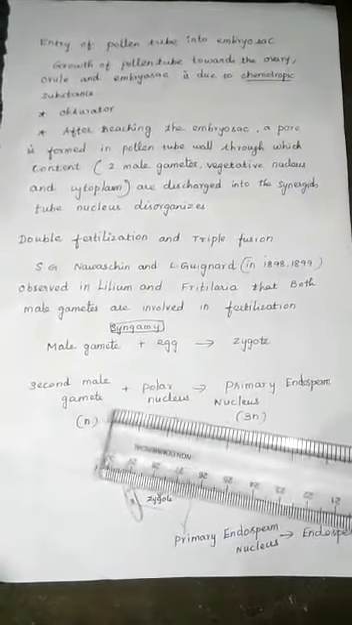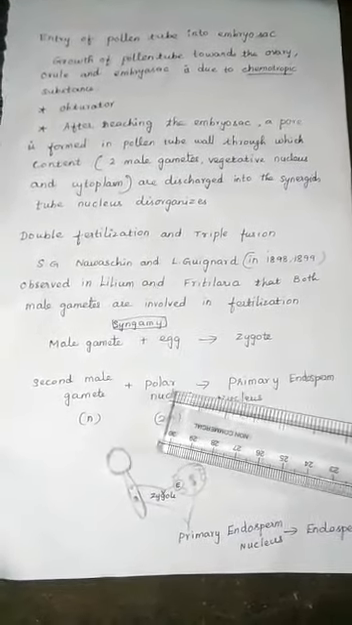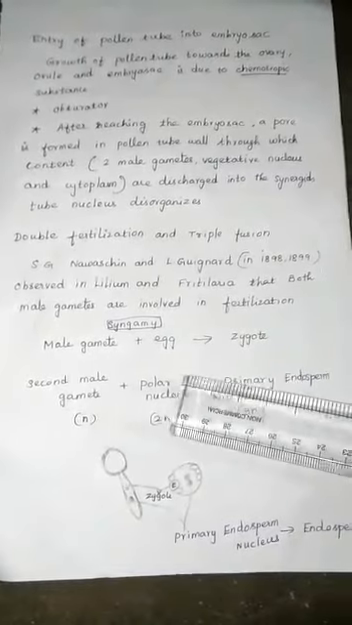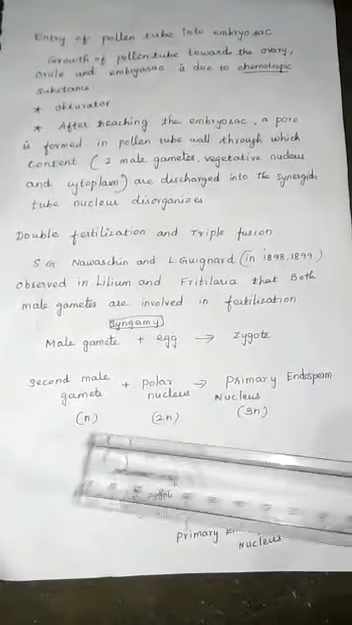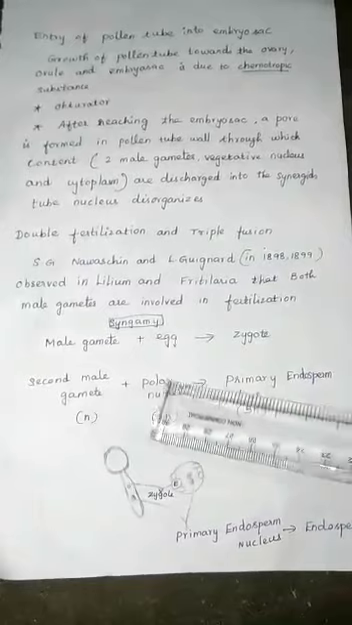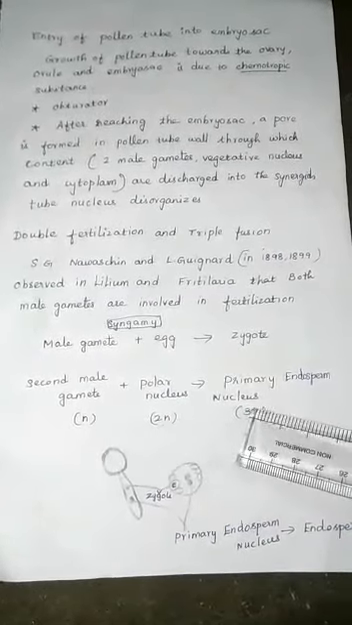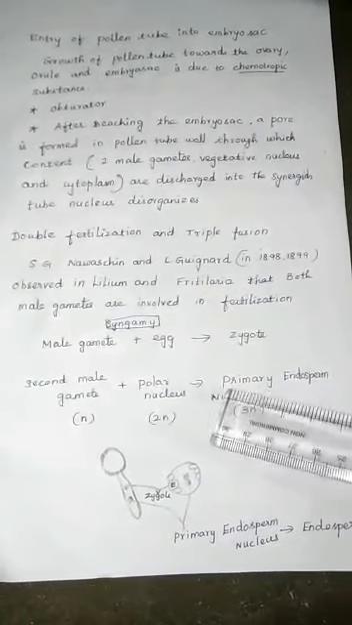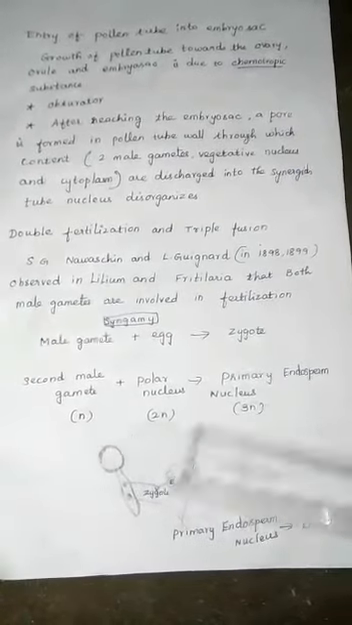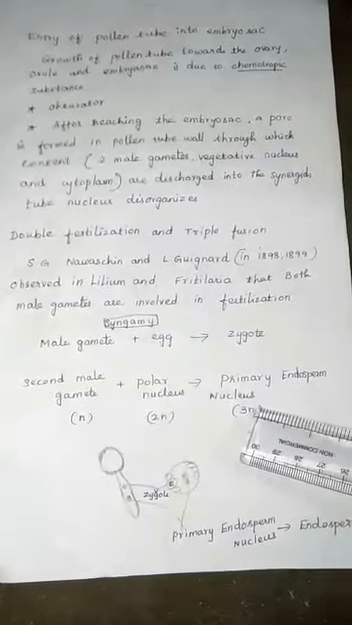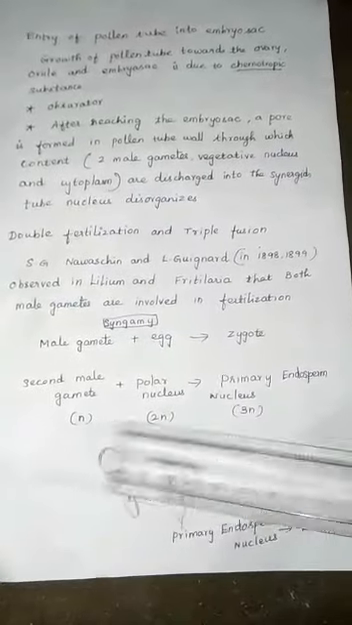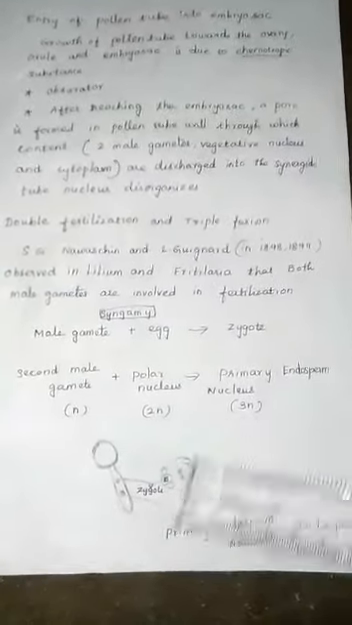So two male gametes are also involved in fertilization. So it is called double fertilization. And here the second male gamete and the polar nucleus, that polar nucleus is diploid, and the resultant primary endosperm nucleus is triploid. So this gives a triploid nucleus. So we can call this a triple fusion.